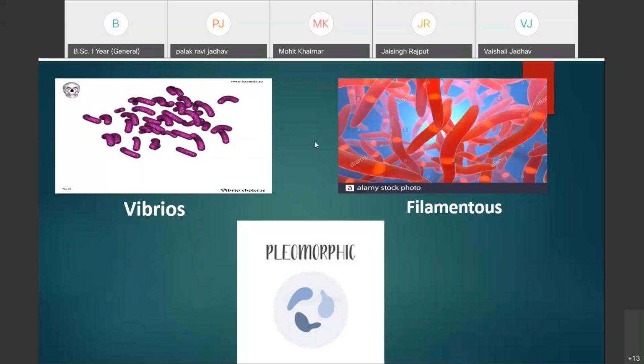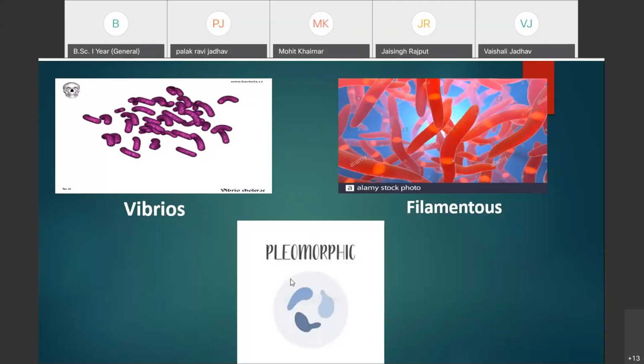Then some of the bacteria are filamentous. In this photograph you can see the filamentous type of bacteria, and the example of the filamentous type of bacteria is Thiothrix.